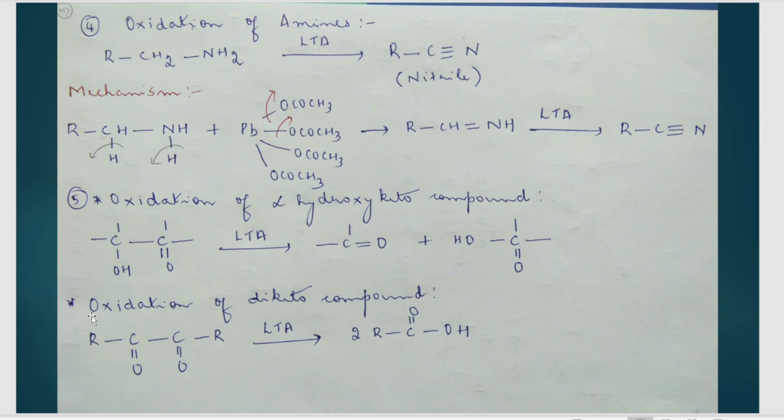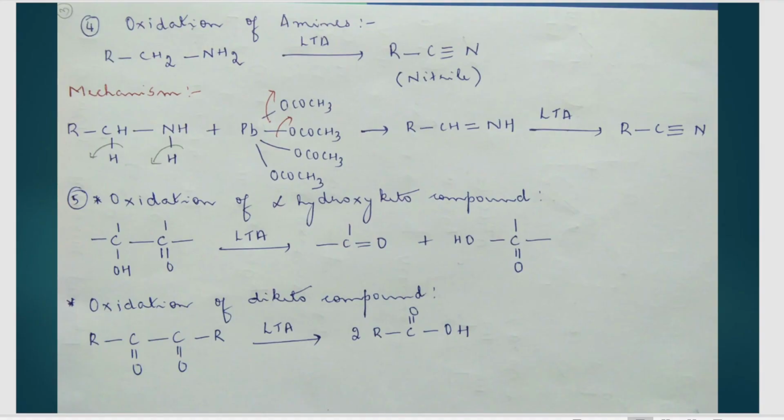Okay. And oxidation of a diketo compound, one more example under this. Diketo is what? Two ketone groups attached. So this is a diketo compound, you can see. On oxidation with lead tetraacetate it gives you a carboxylic group. So that is all the applications under lead tetraacetate.